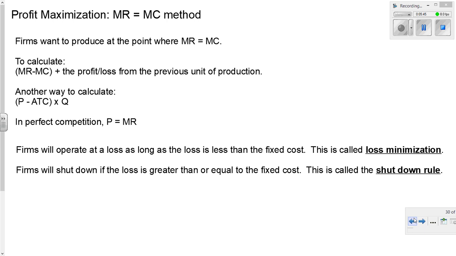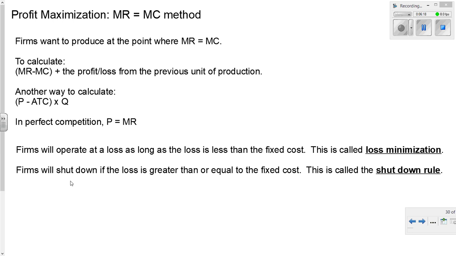Now, it gets a little tricky that sometimes a firm in a perfectly competitive market will still operate at a loss. When they have no choice but to operate at a loss, they're not going to be able to maximize their profit. Rather, they're going to want to minimize their loss, or engage in loss minimization. The only time a firm will operate at a loss is as long as that loss is less than the fixed cost. That means they're recouping some of their initial investment.